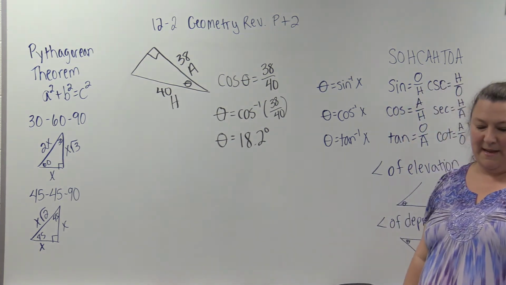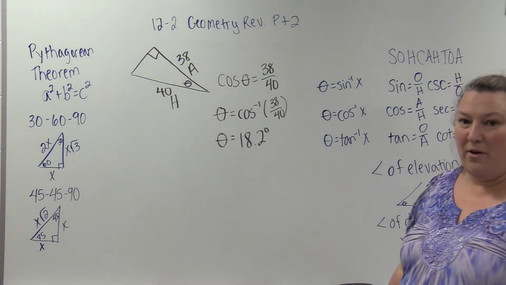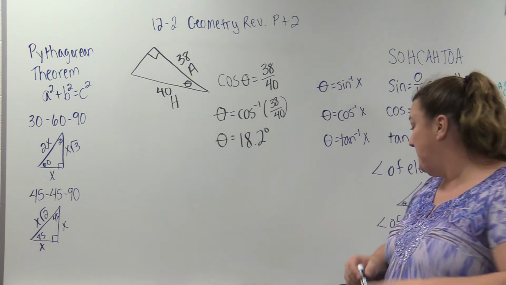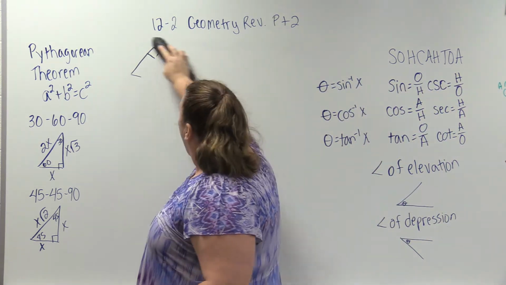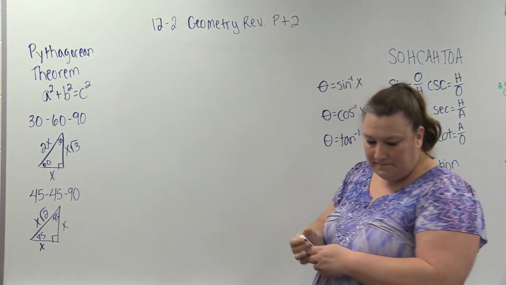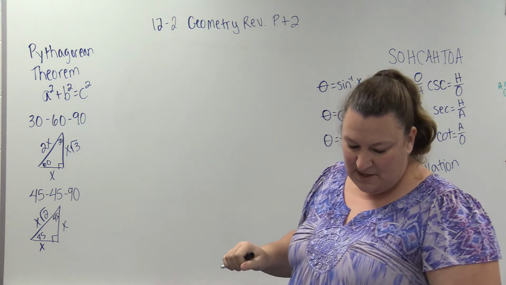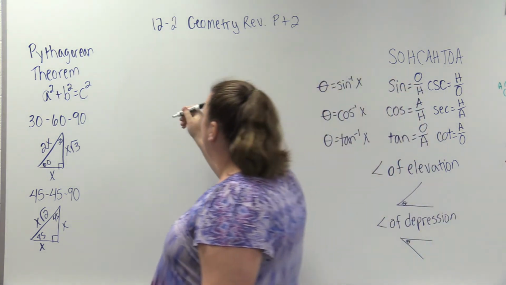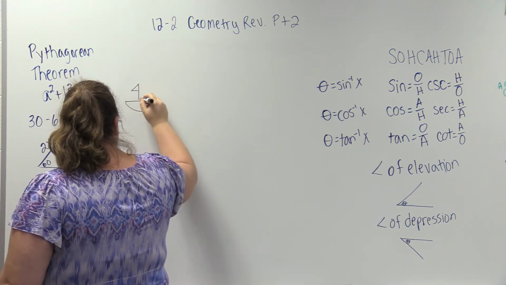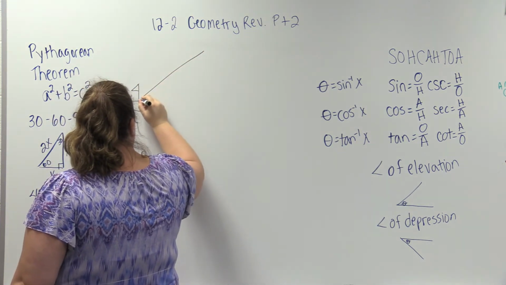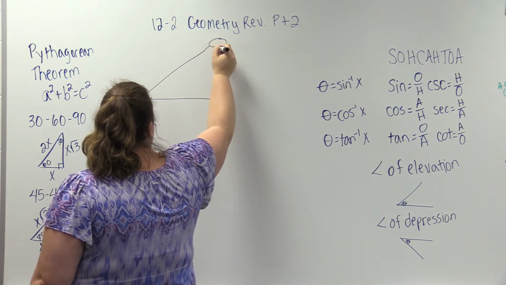Now we're going to do an example where we're talking about the angle of elevation, and then we're going to do an example when we're talking about the angle of depression. So let's look at those. The angle of elevation from a fishing boat to the top of a lighthouse. So I have us sitting in a boat. And here is the top of the lighthouse.